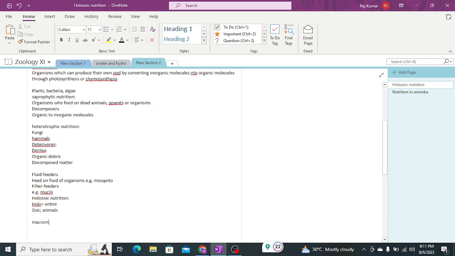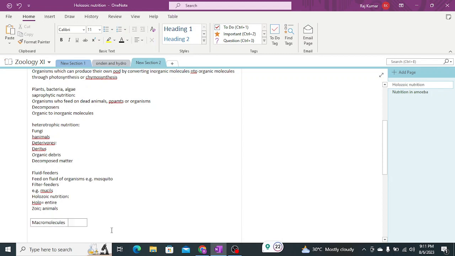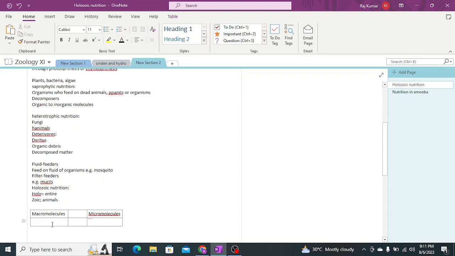So when it comes to nutrition, the nutrition is of two types: macromolecules and micromolecules. As we have previously discussed, macromolecules are those which have a complex structure. These are indiffusible, larger molecules. These are polymers, having higher molecular weight. When it comes to micromolecules, these are smaller, simple molecules. These are diffusible molecules, these are the monomers, and these have low molecular weight.